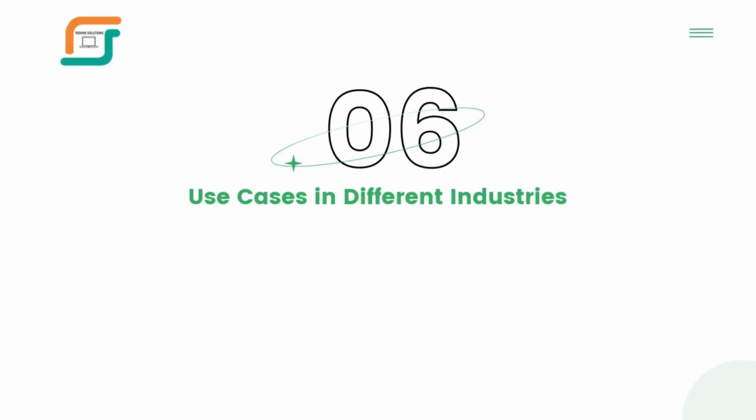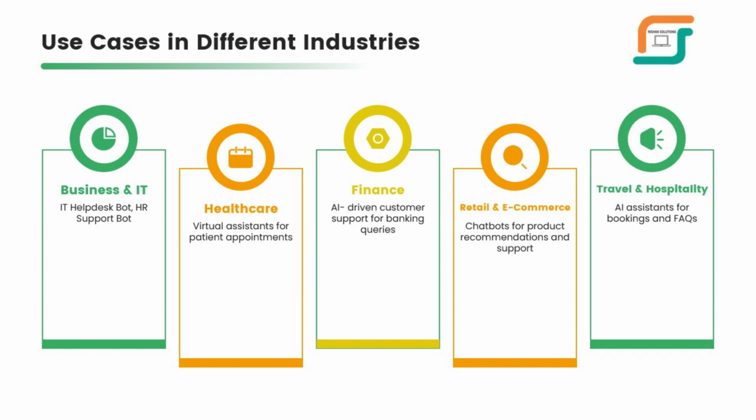Use cases in different industries. Copilot Studio is transforming various industries. In business and IT, chatbots assist with IT help desk and HR support. In healthcare, virtual assistants help schedule patient appointments. Financial institutions use AI-driven customer support for banking queries. Retail and e-commerce businesses deploy chatbots for product recommendations and customer service. Even the travel and hospitality sector benefits from AI assistants handling bookings and frequently asked questions.